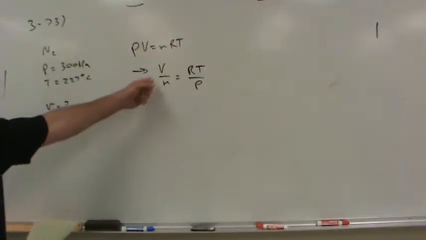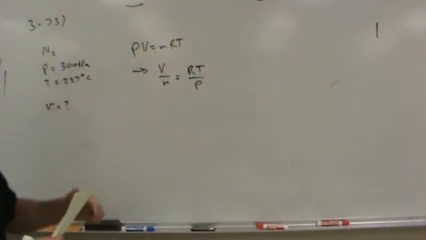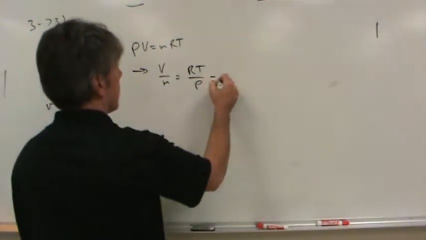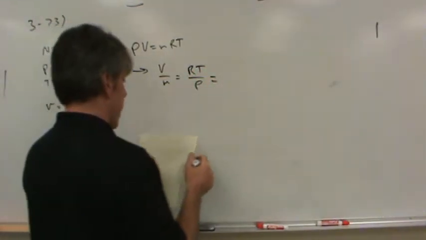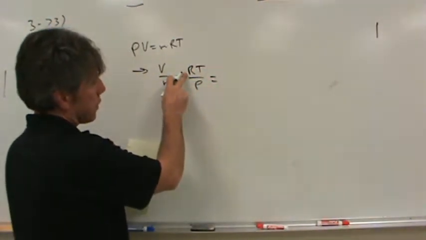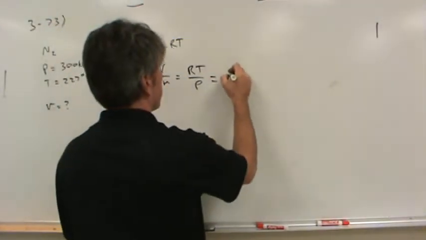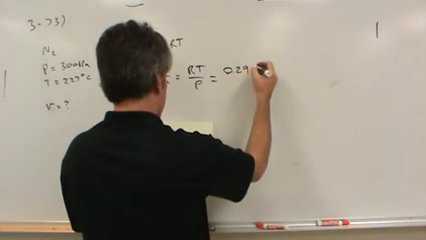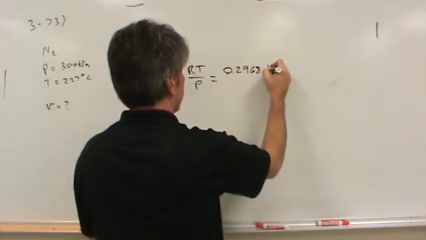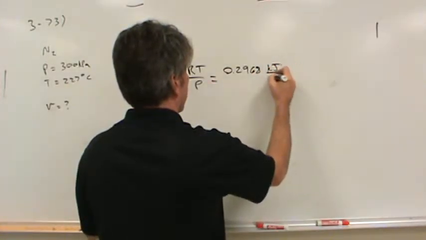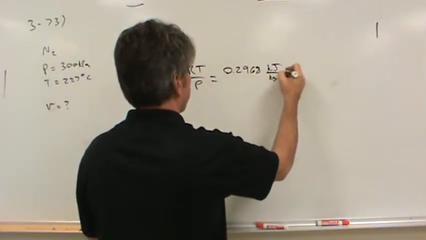Notice we don't need to know how much volume or mass we have. It's the ratio of the two we're interested in. And to get it, we just need the temperature and pressure, which we have. And of course, we'll also need the gas constant R for nitrogen, but you can look that up in the back of your book. It's 0.2968 kilojoules per kilogram per Kelvin.